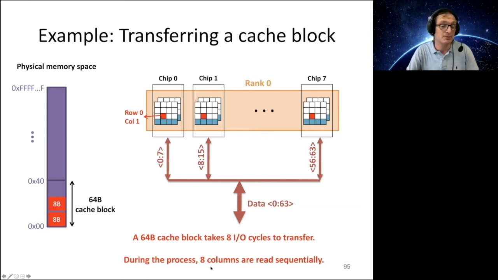And during the process, 8 columns, each of which is 8 bits in each chip, are read sequentially. And 8 chips are involved, basically. So each chip provides 8 bits. Concurrently, 8 chips provide 64 bits in one cycle, I/O cycle, bus cycle here. And then 8 consecutive cycles provide 64 bits per cycle. As a result, you get 64 bytes of a cache block out.